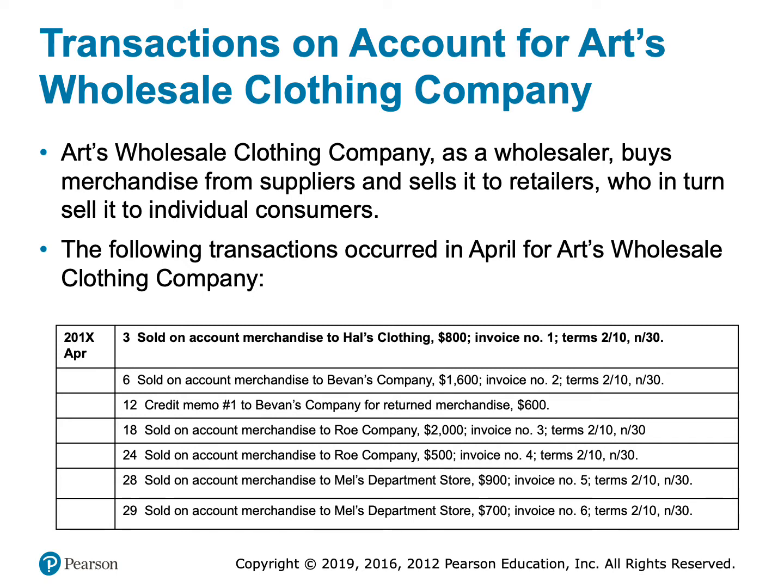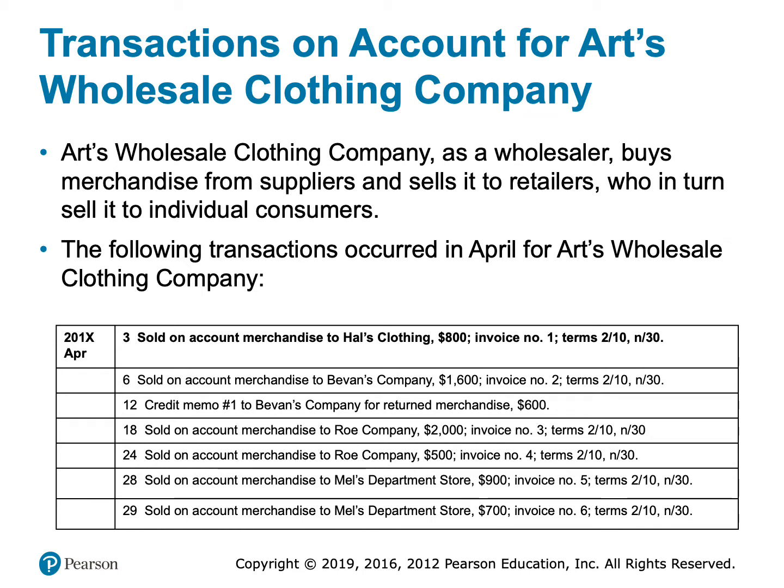We sold on account to Hal's clothing store, then we turned around and sold to Bevan's company, then Bevan returned some merchandise, then we sold on account to Row Company twice, then we sold on account to Mel's department store twice. Now, obviously, all these sales on account, we're debiting accounts receivable. Every time we sell these, we credit accounts receivable for the sales return.